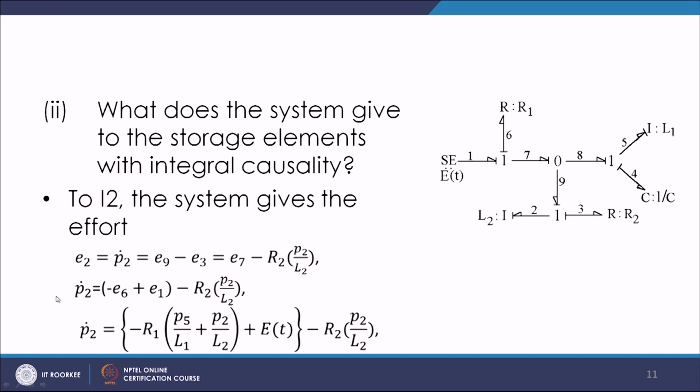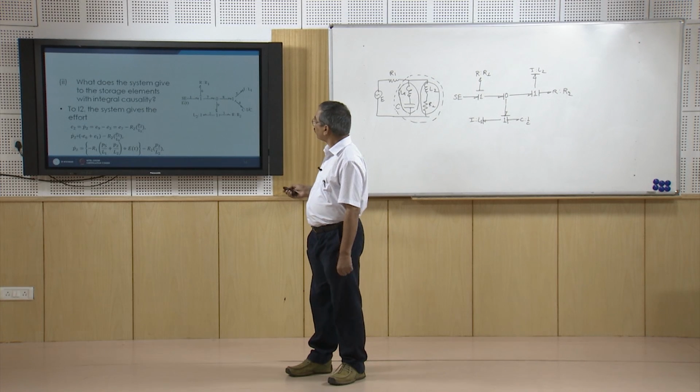Now, further this P2 dot I can write with E7. Where is my E7? This E7 is E1 minus E6. So, E1 minus E6 I put, and then I put the values of E1 and E6 here, then I get this equation. So, E1 is my what? E1 is SE, this one, sorry, E1 is yes ET, and E6 is this value. So, this way I can find out the P2 dot.